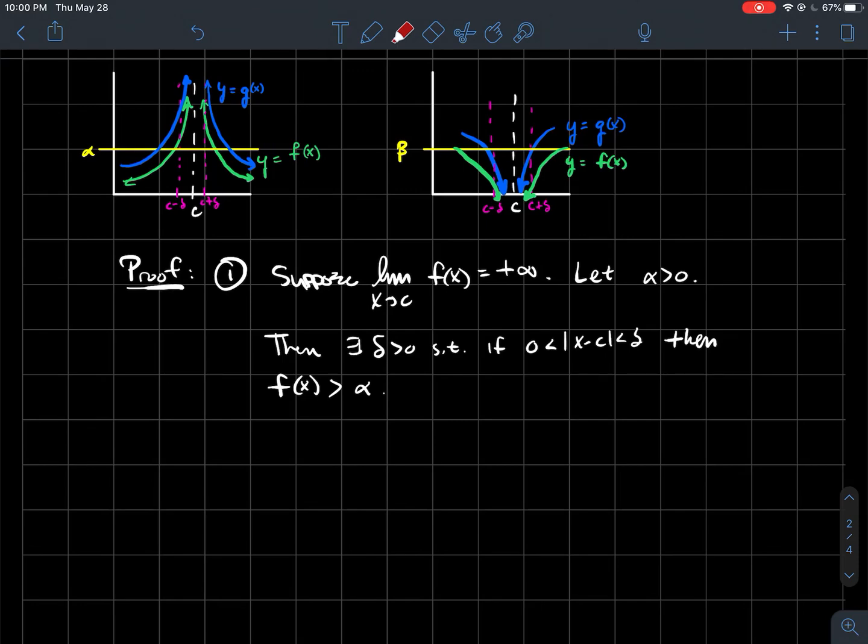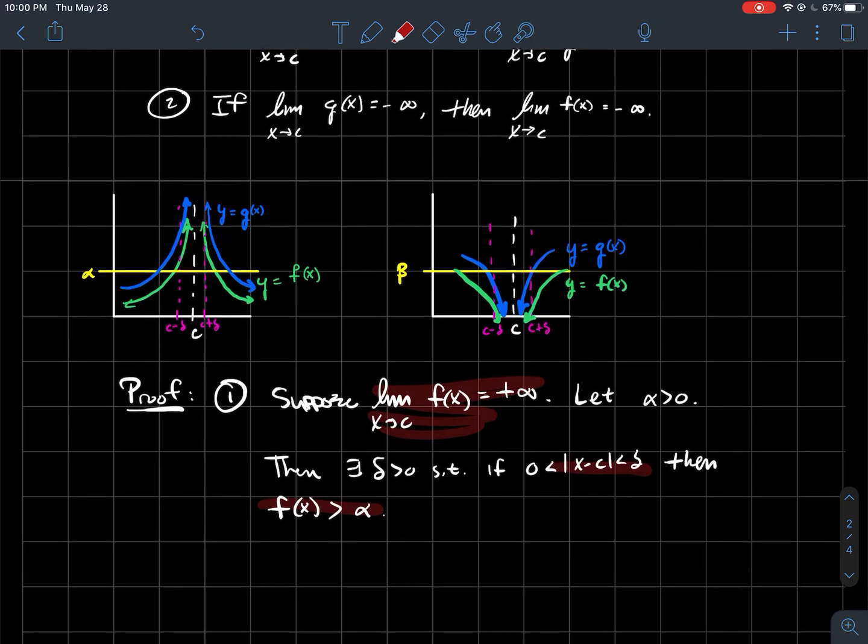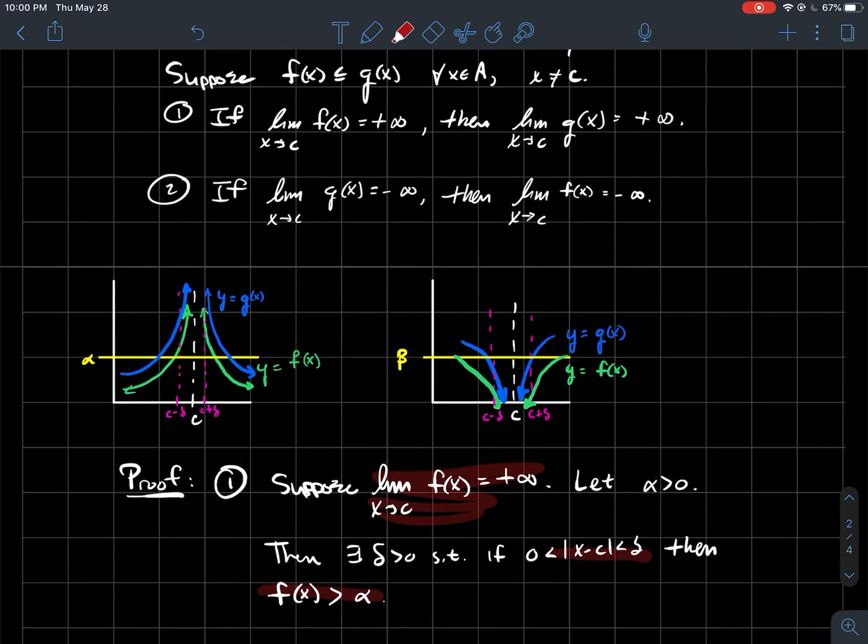Then, by hypothesis here, since this happens, I know that there exists a delta so that if x is within delta of c, then f of x is larger than alpha. So now let's compare f of x to g. I want to say something about g of x.